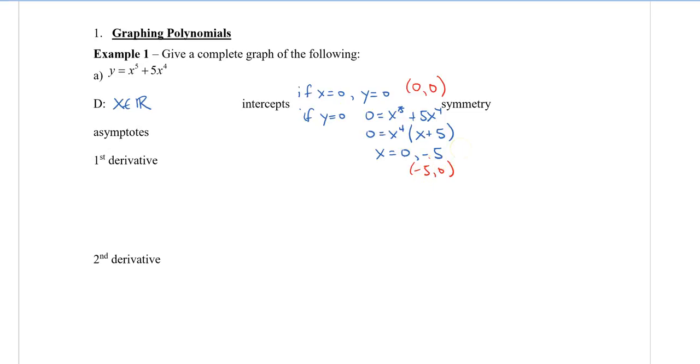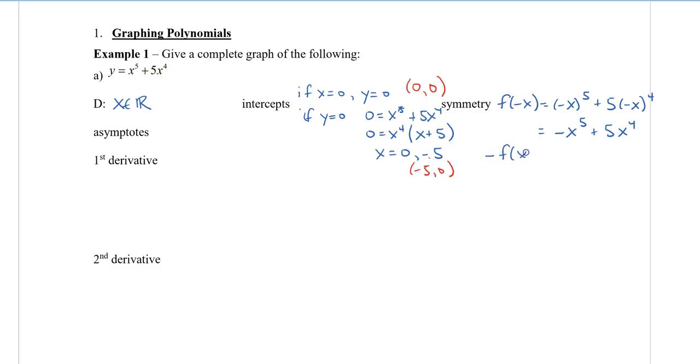Okay. Any symmetry? So what we're going to do is calculate what f of negative x is. When I plug it into my original equation, I get negative x to the power 5 plus 5 times negative x to the power 4. So this gives me negative x to the power 5 plus 5x to the power 4. When I raise something negative to the power 4, it's going to become positive. So that's why I've left the negative sign out. All right, so I can check, and I can see that this function, negative x to the power 5 plus 5x to the 4, is not the same as the original.